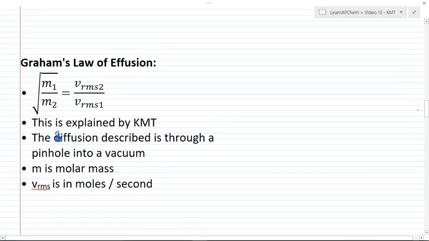Alright, so Graham's law of diffusion. This one is pretty straightforward. I suppose it's just hard to know what VRMS is, and that is the speed of diffusion, which is in moles per second.